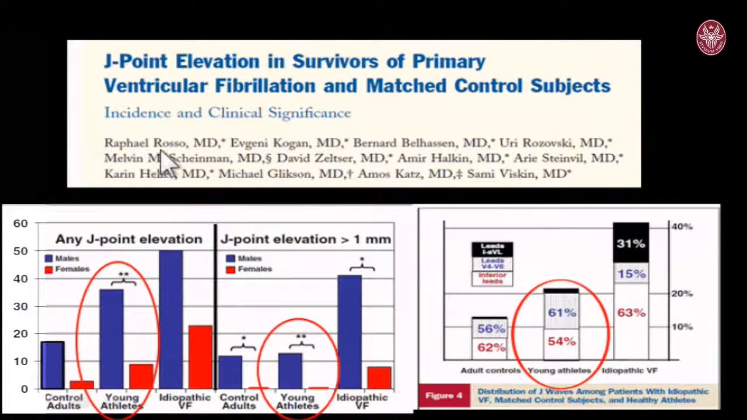In particular, I want to mention this paper from Rosso a few years ago. Here you can see that the young athletes, particularly male athletes, in comparison to the females, which are the red ones, show a proportion of J point elevation much larger than in the control sedentary population, and in between those and patients with idiopathic ventricular fibrillation. And if you look at the distribution, it gives us some clues for differentiation. In fact, while in patients with idiopathic ventricular fibrillation the J point elevation was present also in the lateral leads, in athletes, and to the same extent in the general population, this location was almost not present.